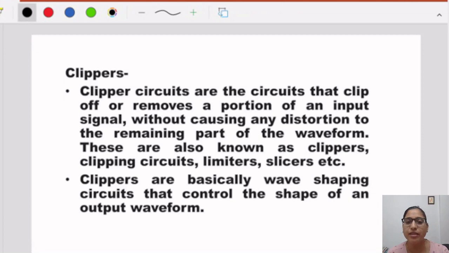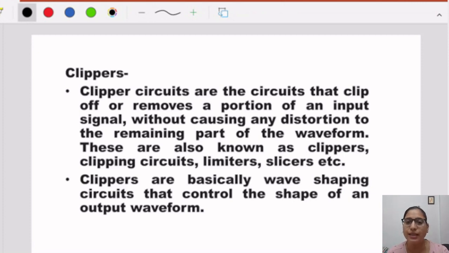In this class, we will study diode circuits as clippers. As a part of the definition, clipper circuits are the circuits that clip off or remove a portion of an input signal without causing any distortion to the remaining part of the waveform. They are also called clippers, clipping circuits, limiters and slicers. Clippers are basically wave shaping circuits that control the shape of the output waveform.